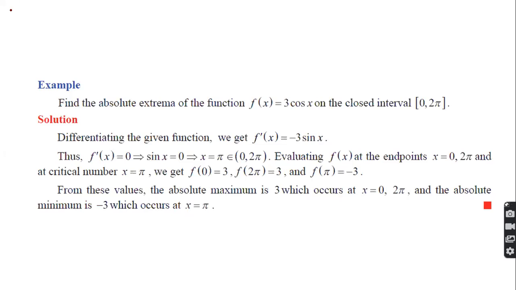So what is the next one here? The next example is to find the absolute extrema. Extrema means either maximum or minimum.